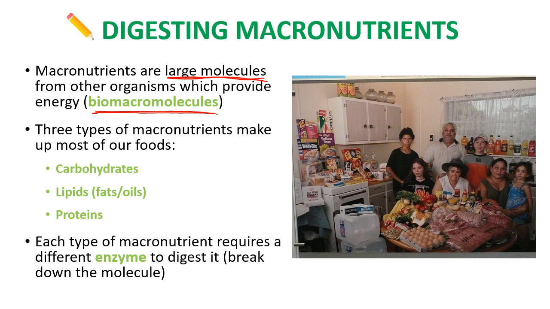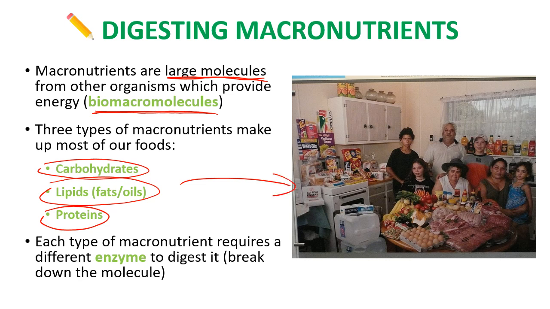If you do health or PE, you often come across these 3 types. So we've got carbohydrates and lipids, which are fats and oils, and we've got proteins. Here's a typical, it's a pretty old photo by now, but it's a typical week's diet of an Australian family. And compared to other nations around the world, Australia has a really high protein diet. You can see how much meat and eggs this family eats on average.